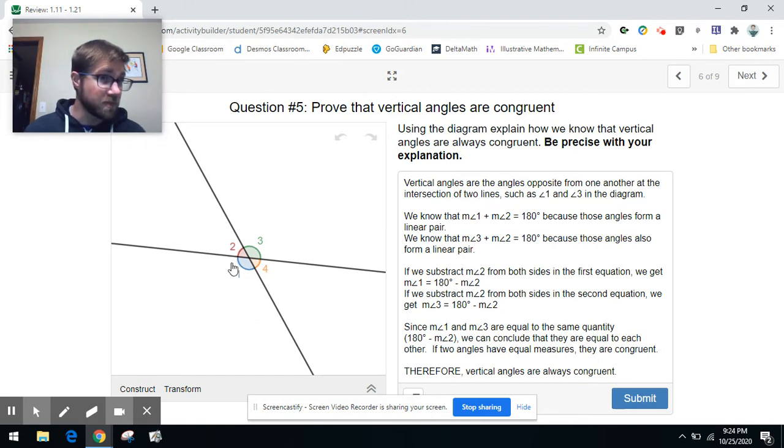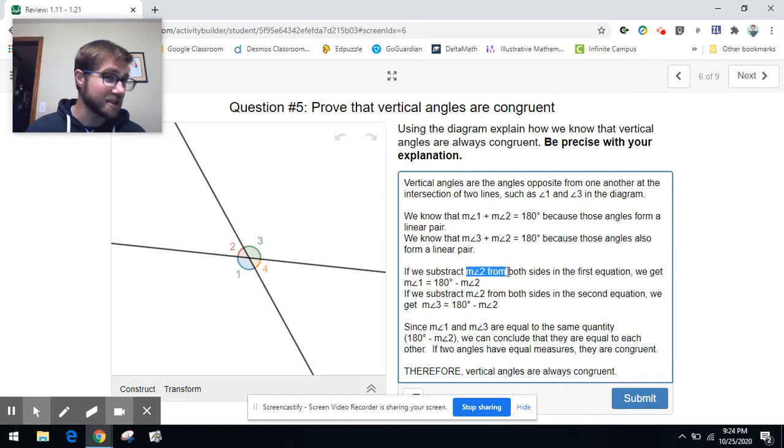1 and 2 are a linear pair, so they add up to 180. 2 and 3 are a linear pair also. They go across this straight line, so they add up to 180. If we take those equations and we subtract, think algebra, if we subtract measure of angle 2 from both sides in the first equation and the second equation, here's what we get. Measure of angle 1 equals 180 minus measure of angle 2. Measure of angle 3 equals 180 minus measure of angle 2.